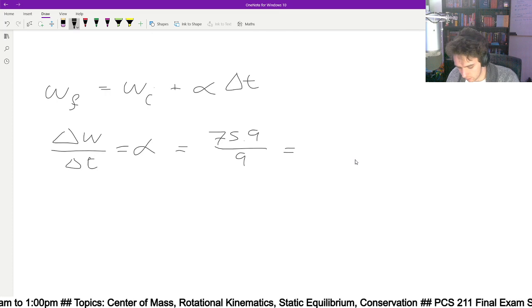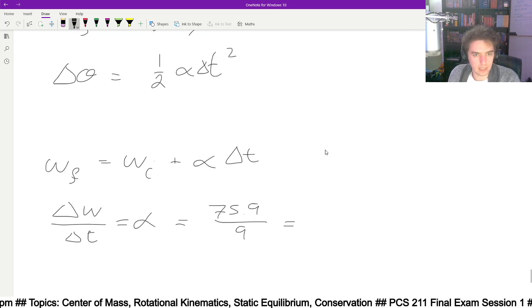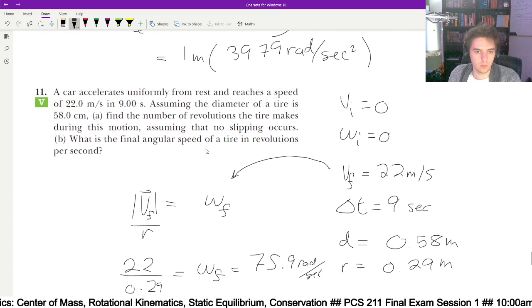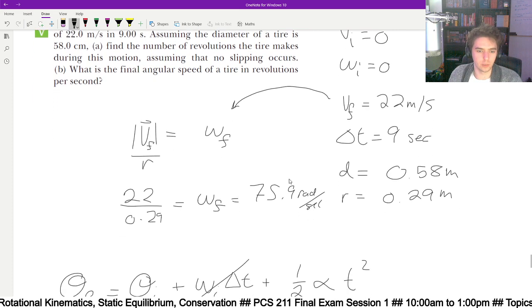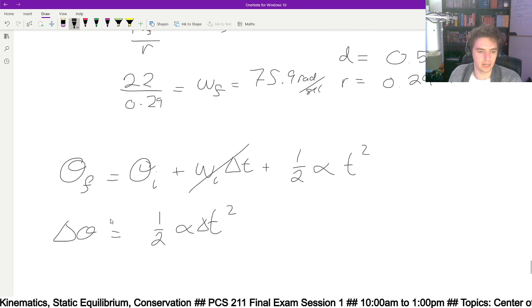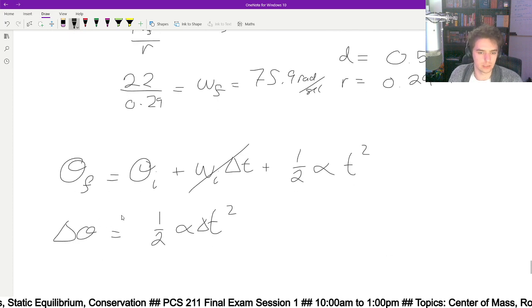So what was part A asking for again? It's asking for the number of revolutions of the tire during this motion. So we need to find delta theta. That's what we're really looking for, and then from that I can find revolutions.